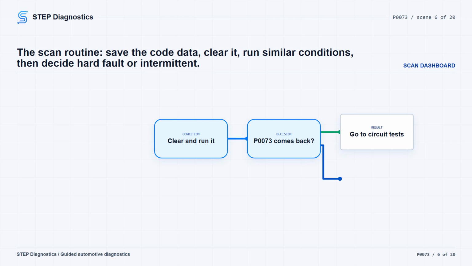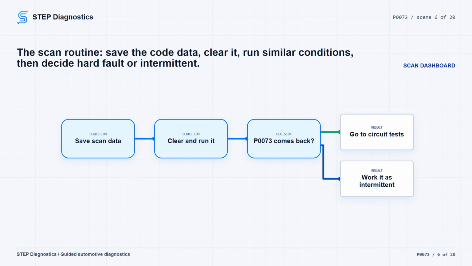Review the captured conditions and the monitor and set conditions, then erase the codes and operate the vehicle or system under similar conditions. If P0073 returns or the symptom is present, continue into the circuit diagnosis. If it does not return, treat it like an intermittent. For an inactive code, use the captured conditions to give the diagnostic a fair chance to run. If the conditions are hard to duplicate, check whether the failure mode is actually present before chasing the circuit.